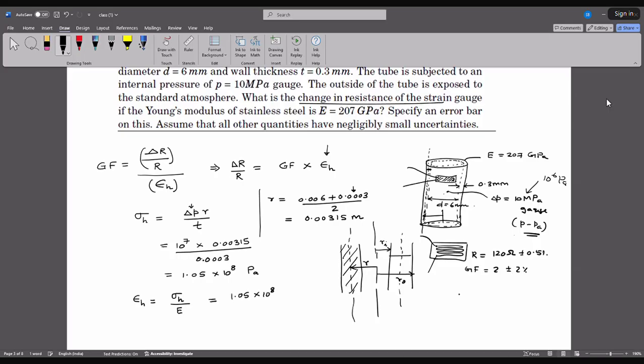1.05 into 10 to the power 8 divided by E. E will be 207 gigapascal. That is 10 to the power 9 pascal. If you calculate correctly, it is going to come out to be 0.00051. That is the Hooke strain. So now you can use this formula. This formula, delta R over R is gauge factor into Hooke strain.